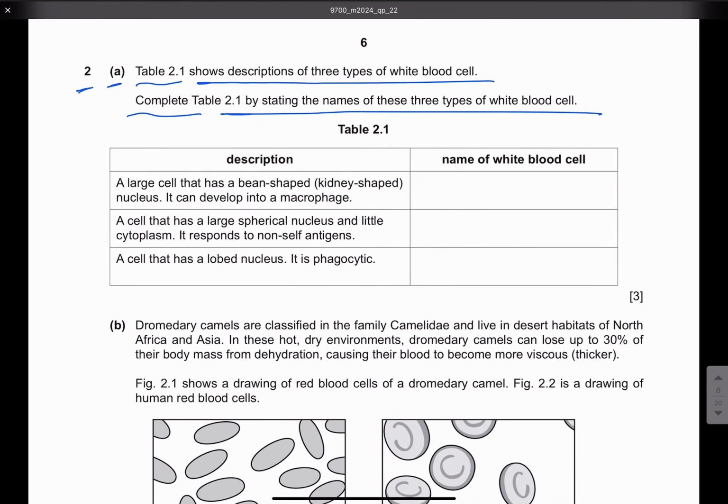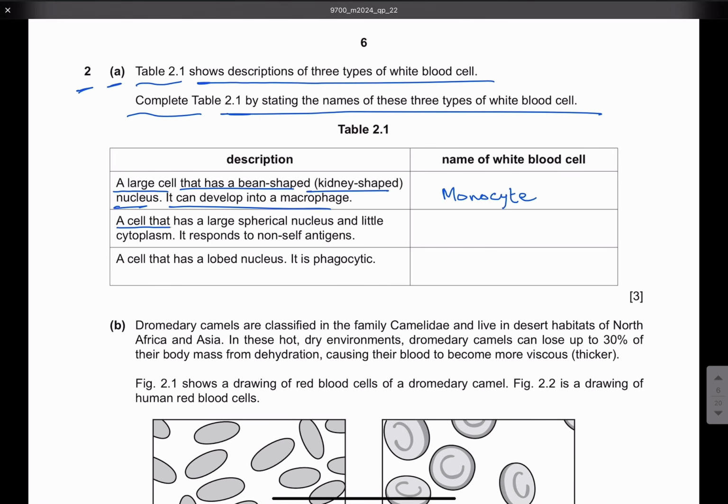So the first description says a large cell that has a bean shaped or kidney shaped nucleus, it can develop into a macrophage. So the answer over here is the monocyte. We all know about monocyte. Monocyte is the white blood cell, which is a phagocyte, and it has a kidney shaped or bean shaped nucleus. And when monocyte leaves the blood and enters into the tissues, it becomes a macrophage.